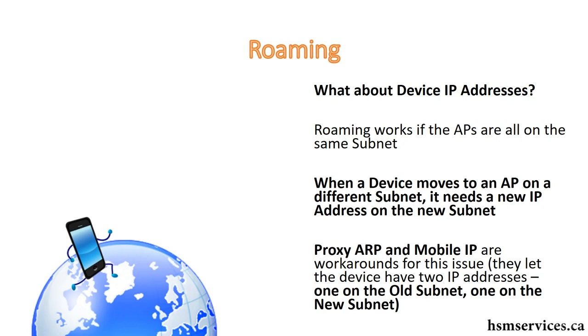You can run a program called Proxy ARP or Mobile IP, and they solve that problem for you, and they do that by holding on to the old IP address and then getting your device a second IP address on the new subnet and forwarding the traffic.